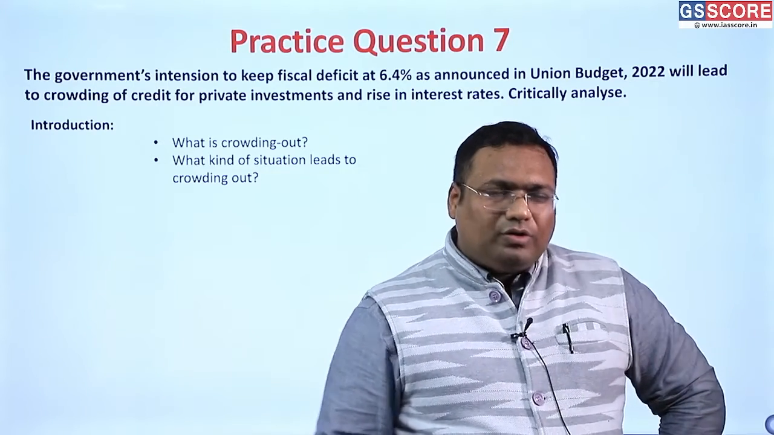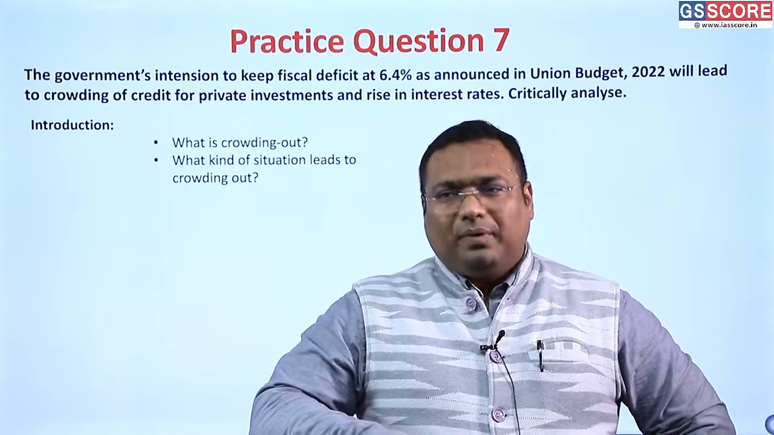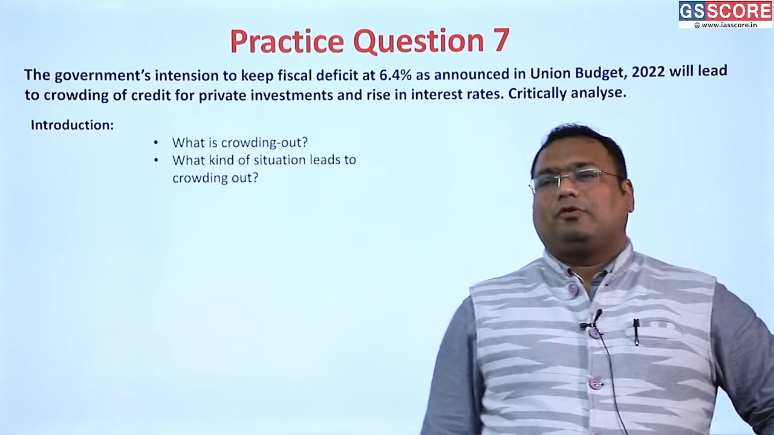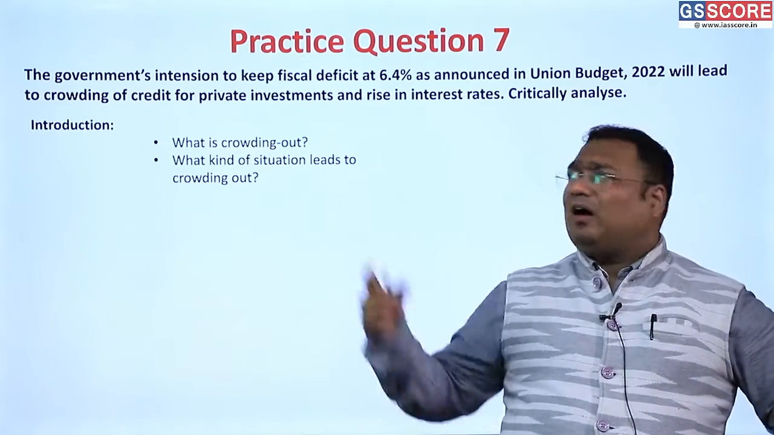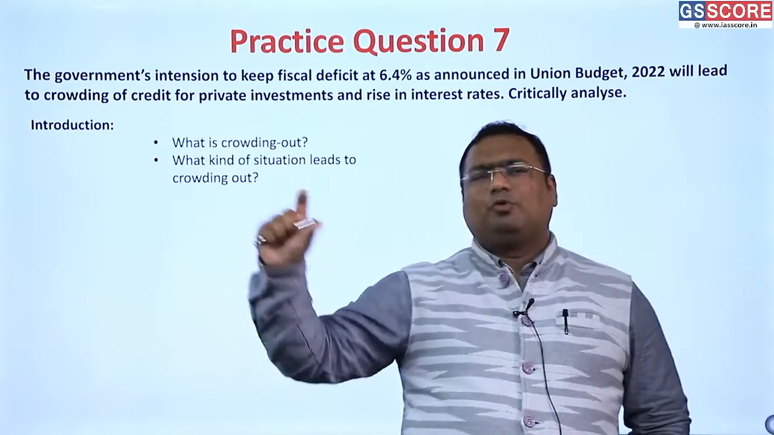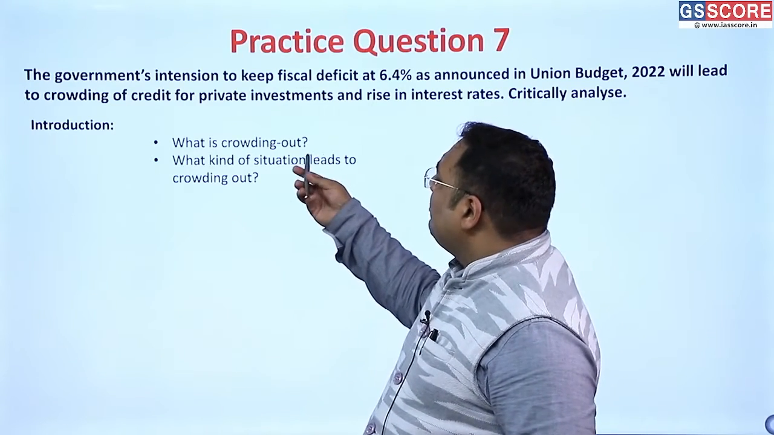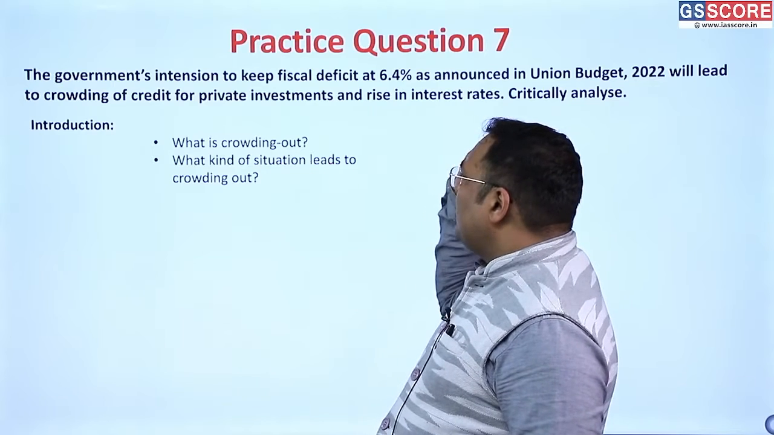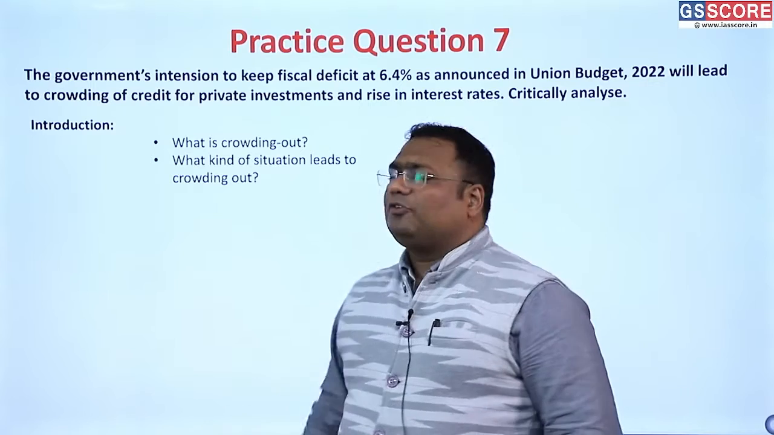So crowding out decreases the investment. It is against growth. So if government borrows too much, it has a negative impact on the growth of the country. So this is the broader idea. In the answer, you just have to keep it in 2-3 lines. You do not have to exceed. You do not have to go into that much explanation. You talk about what is crowding out. Then the next part, you talk about what kind of situation leads to crowding out.